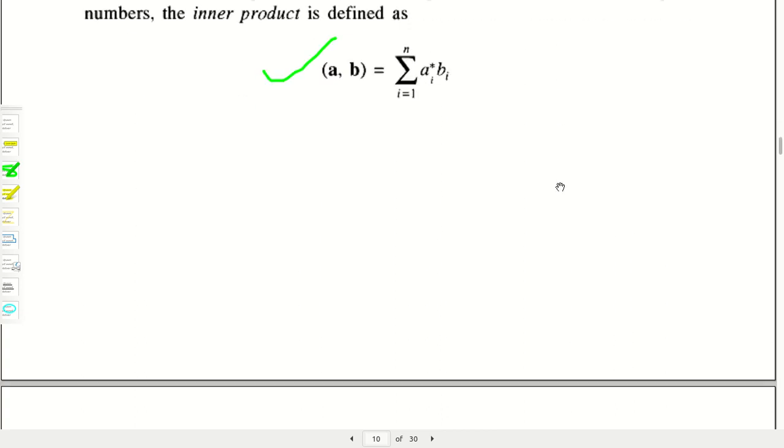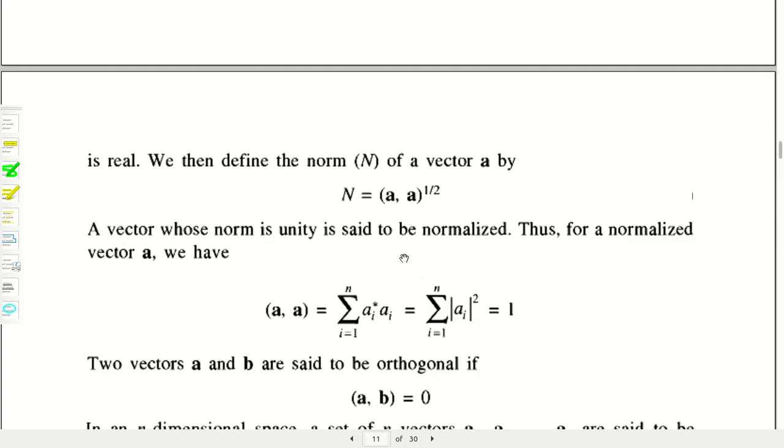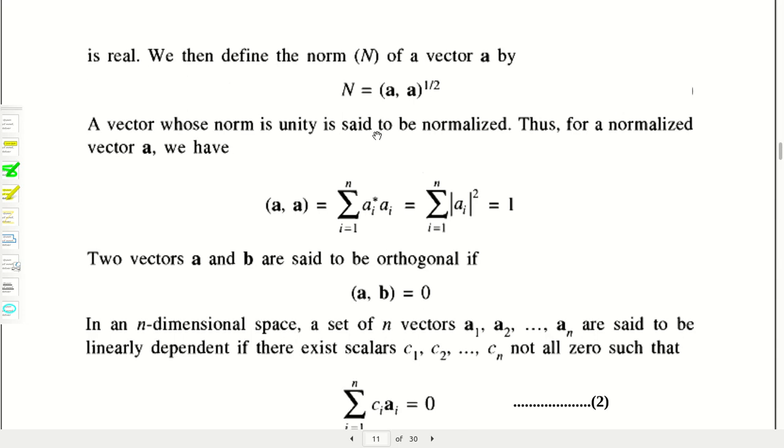Okay, and the inner product is defined like this, and the norm of a vector, that means the length of the vector, that is the magnitude of the vector, is nothing but a dot a is equal to a square. That means a is equal to what? Root under of a dot a. You can write this, and this is called the norm in n-dimensional vector space. Norm is basically the magnitude of the n-dimensional vector.